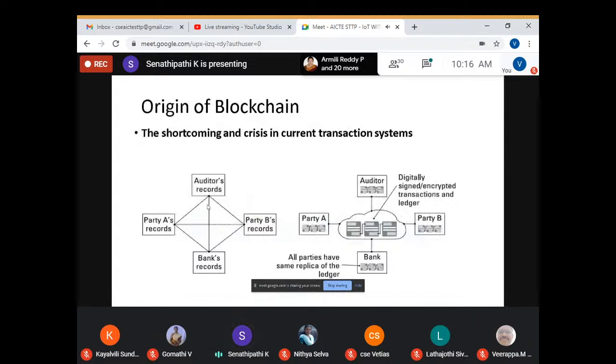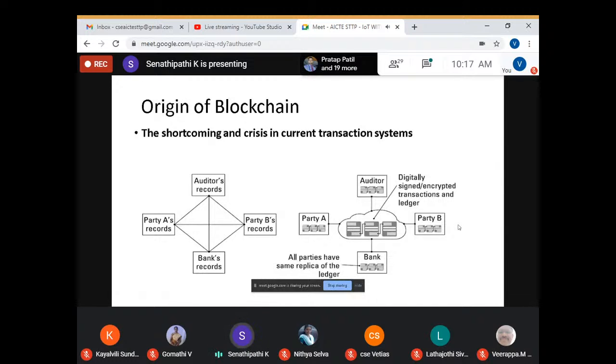So when you look at the origin of the blockchain, there are some shortcomings and crises in the current transaction systems. In order to provide a solution for this, we are moving on to blockchain technology. So what is the shortcoming and crisis in the current transaction system? I'll explain with an example. Consider there are two parties, party A and party B. Party A wants to transfer some money to party B, right?